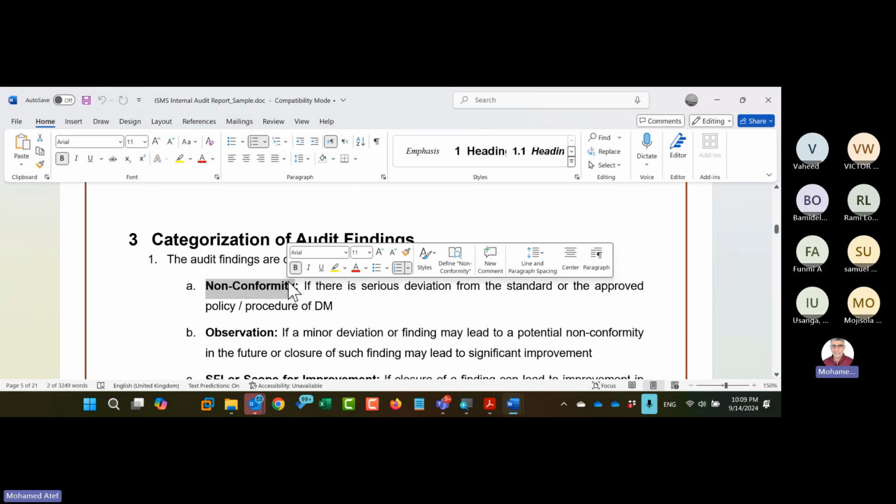Usually the major will be in case one of the non-conformities was found, and next year when you conduct the internal audit, you find out that it has not been solved. So you can upgrade it to a major non-conformity. I'll show you some examples while we are talking, but first I just want you to be clear about the different kinds of audit.